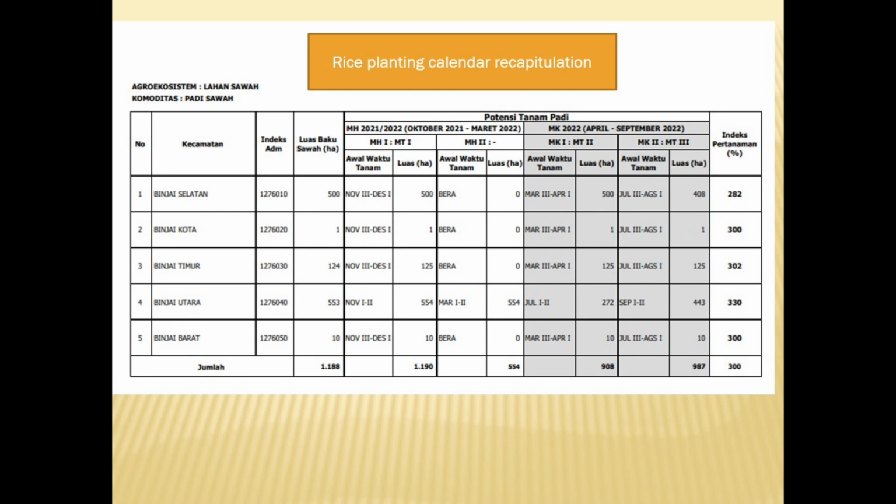In the first planting time, July, North Binjai could not plant in July but in September. So South Binjai, Binjai City, East Binjai, and West Binjai could start planting in July. But for North Binjai, it cannot be planted in July. It must be in September, depending on the amount of rainfall.